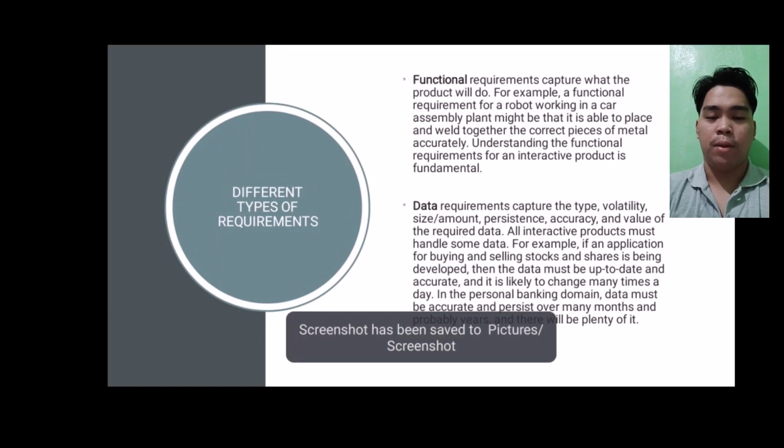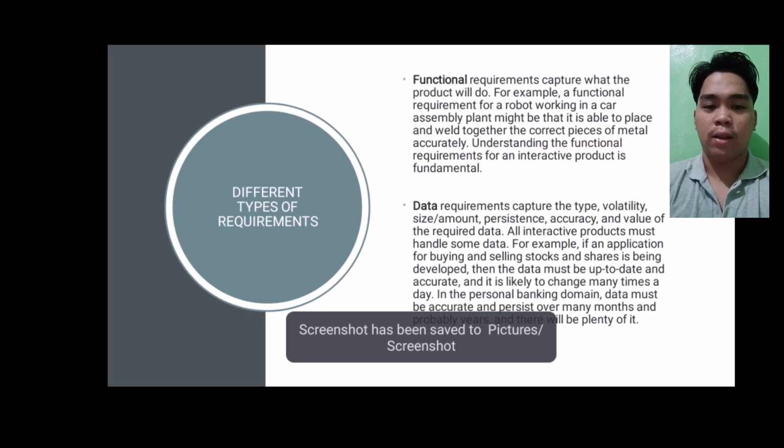Different types of requirements. Number 1, functional. Functional requirements capture what the product will do. For example, a functional requirement for a robot working in a car assembly plant might be that it is able to place and weld together the correct pieces of metal accurately. Understanding the functional requirements for an interactive product is fundamental.